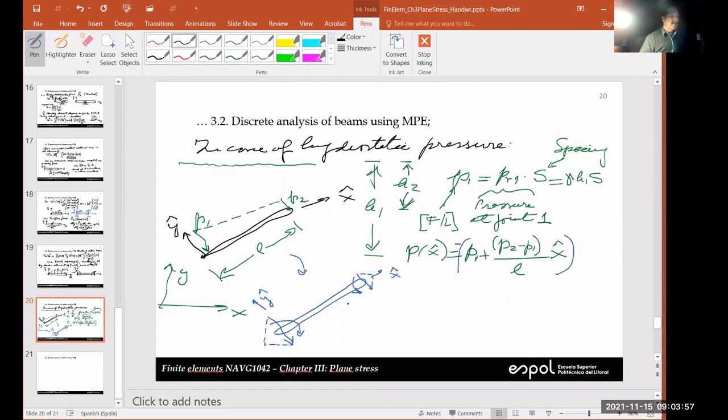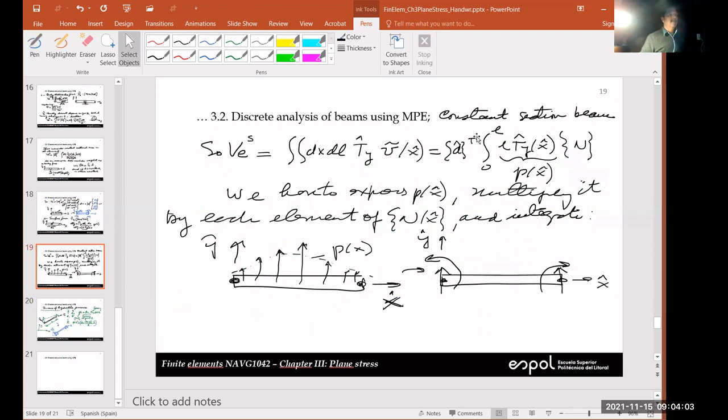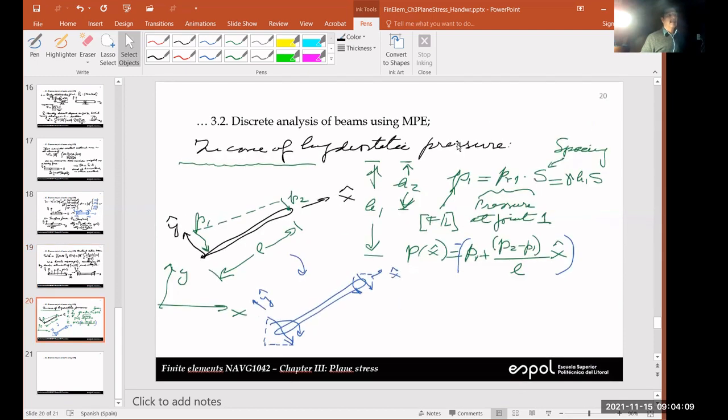Let me go back one step. This transformation, clearly, we're talking about the local reference system. What I'm showing you is that these blue vectors are clearly in the local reference system. So what you can do is obtain those from the local to the global, using the T matrix.